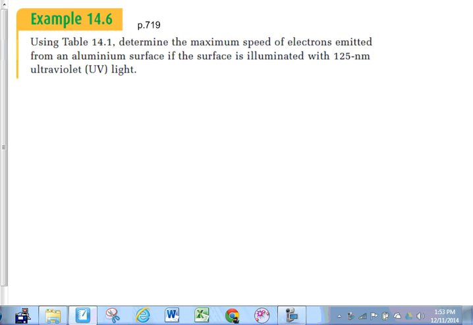Okay, first of all, this is our wavelength. This is not our threshold wavelength. It's not saying this is the maximum wavelength. This is just the wavelength. It's lambda, not lambda max. We want to find the maximum speed. Remember, when we're dealing with kinetic energy, it's always maximum kinetic energy. We just sometimes don't put the symbol max in for it.